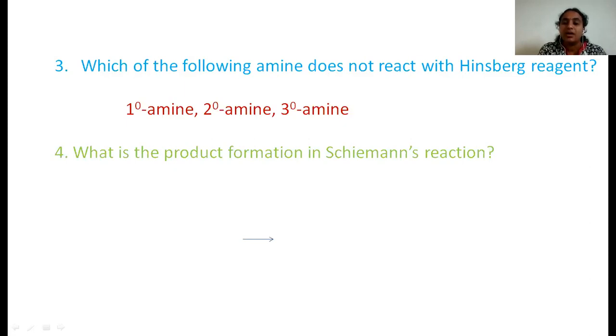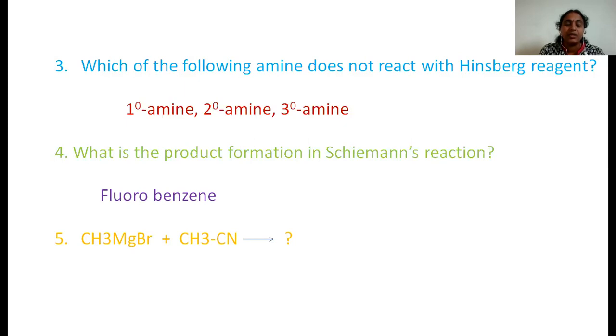Next one is, what is the product formed in the Schiemann reaction? As we all know, the Schiemann reaction is the conversion of benzene diazonium chloride in the presence of tetrafluoroborate, which produces fluorobenzene. So in the Schiemann reaction, the final product is fluorobenzene.